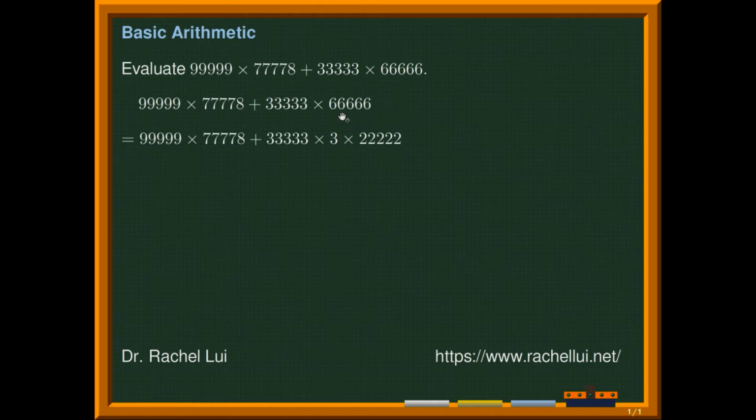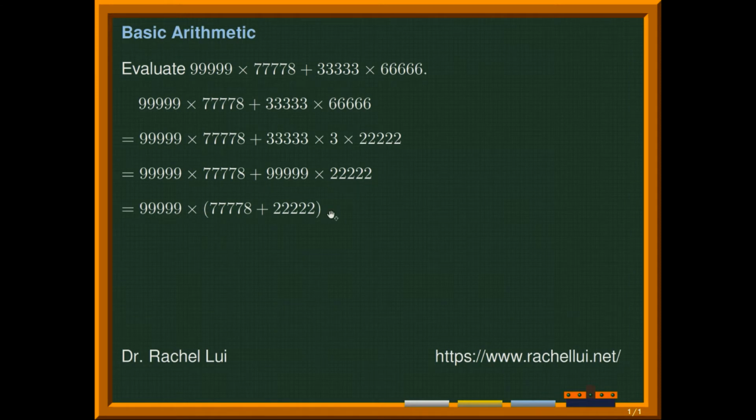So the first thing that I'm going to do is I'm going to break down 66,666 into 3 times 22,222. Then, when I multiply these two numbers, I will have 99,999. I can use distributive law right now. So, how many 99,999 I have? The answer is I only need to add these two numbers up. So adding these two numbers gives me 100,000. The answer is 9,999,900,000.